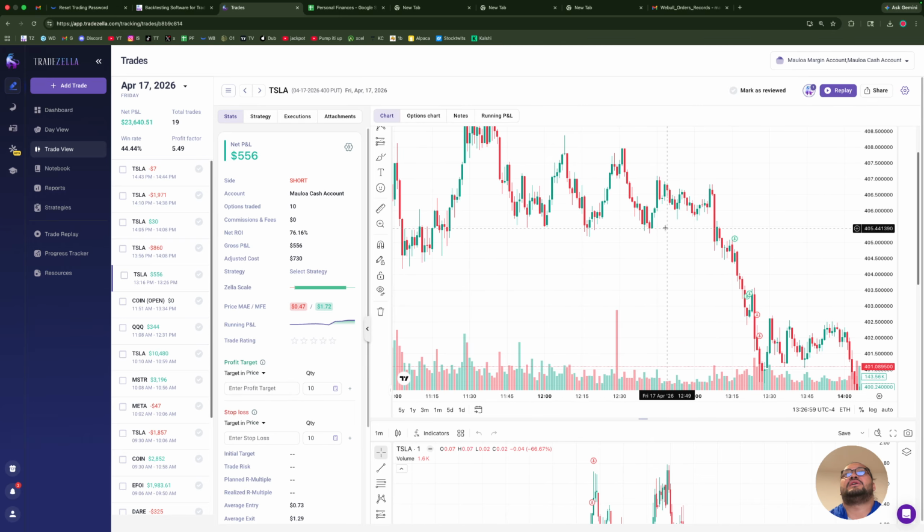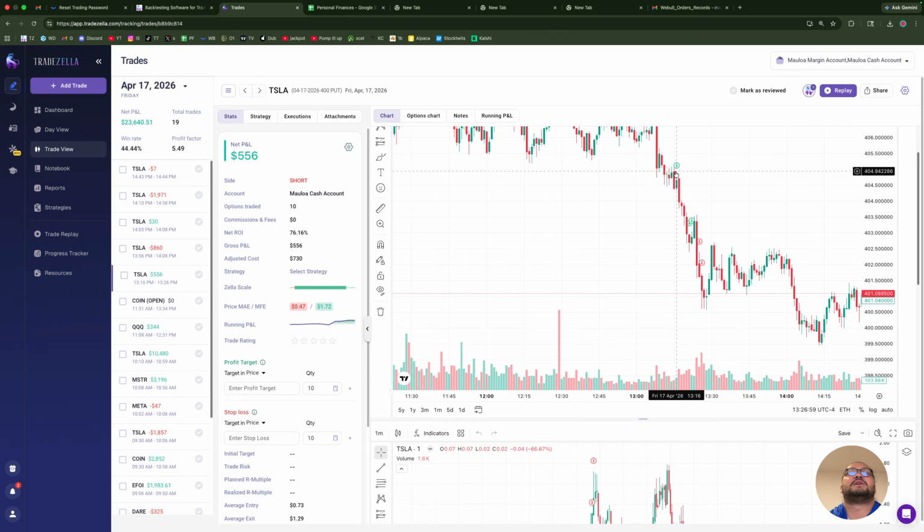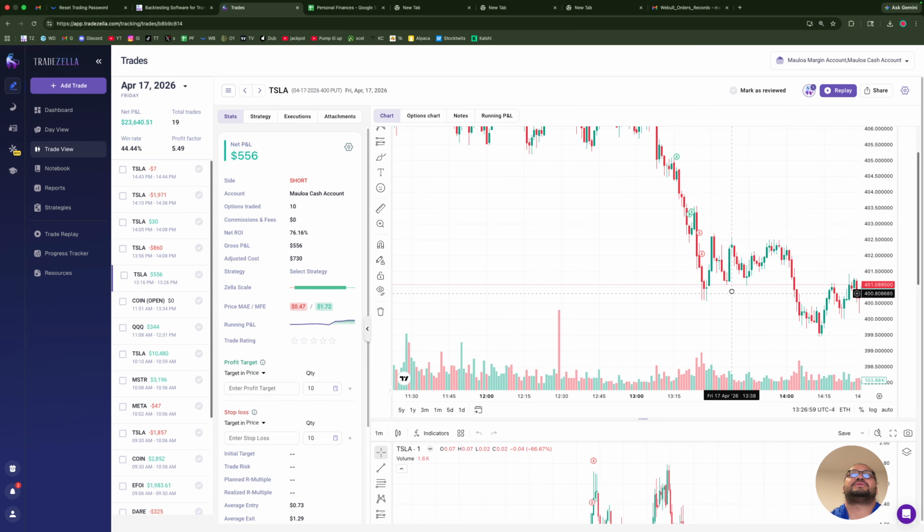I was like, oh wow, this broke to the downside. Let me try and just average small size. So I got in 1 contract, and then 2, then 3, then 4, and all the way up to 10, and then sold right here. And you know what? I was happy with this trade.